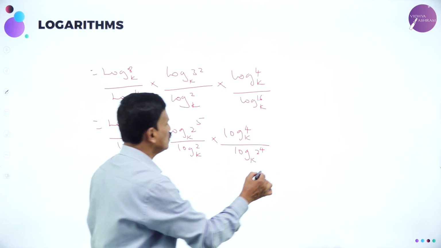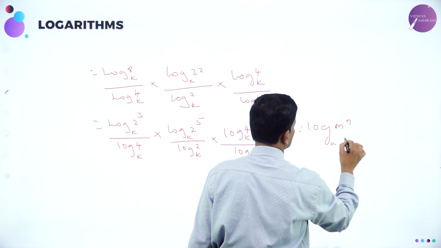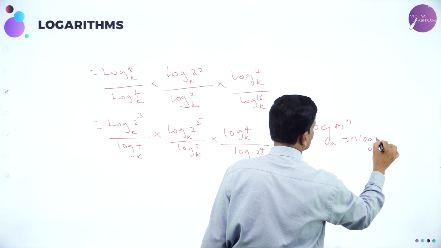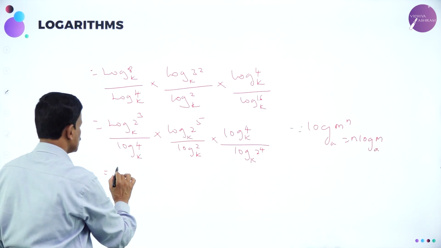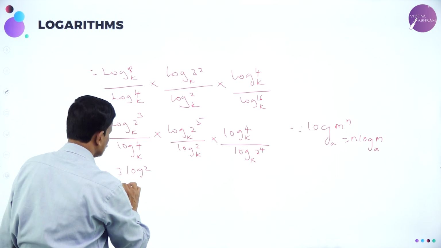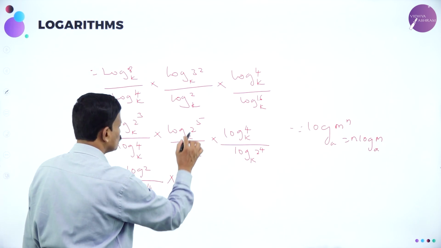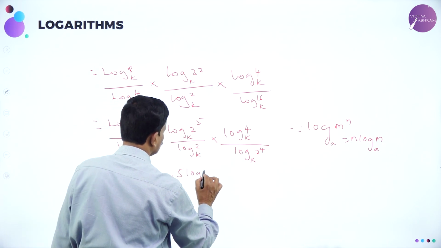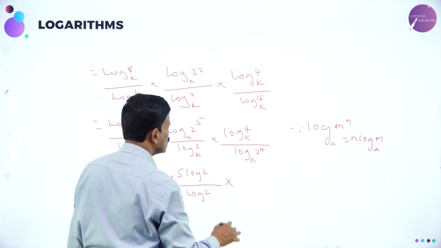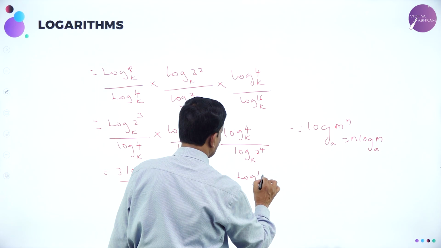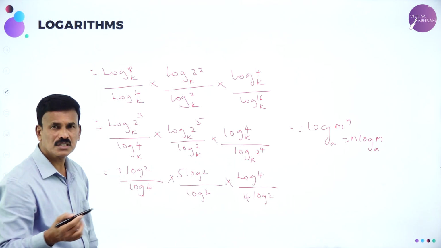Now using this law, since we know logarithm of m to the power of n is nothing but n log m to base c, this can be written as, n is 3 log 2 divided by logarithm of 4, into 5 log 2 divided by log 2 as it is, into logarithm of 4 divided by 4 log 2. I am just writing the base k.